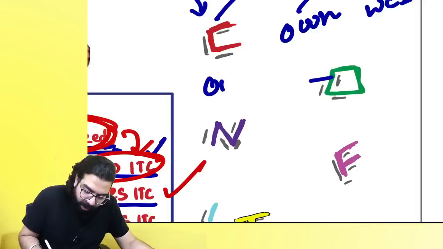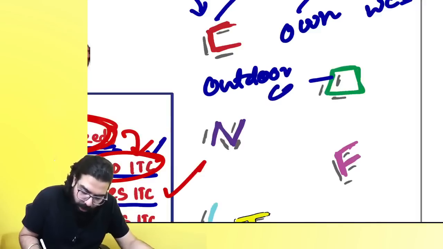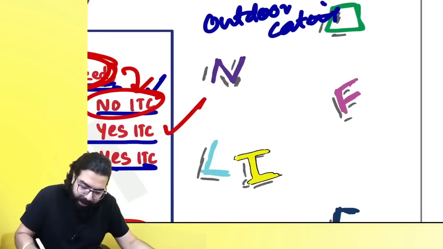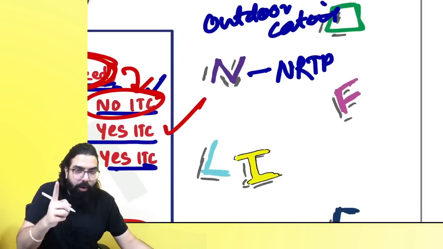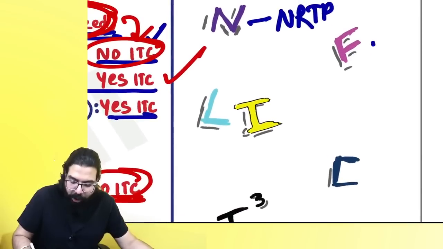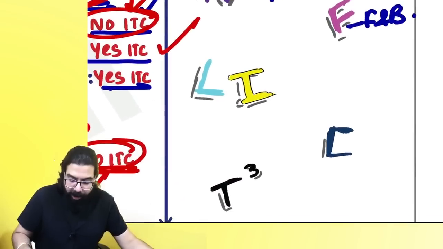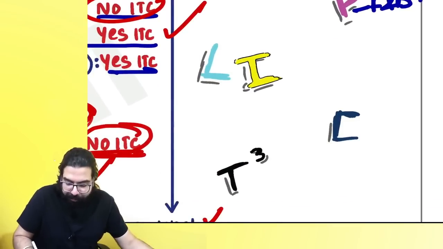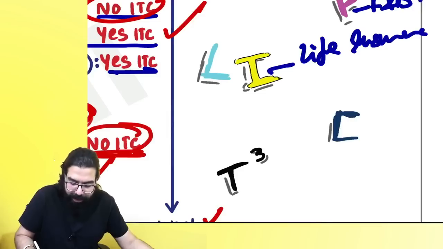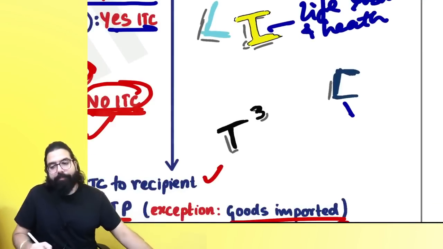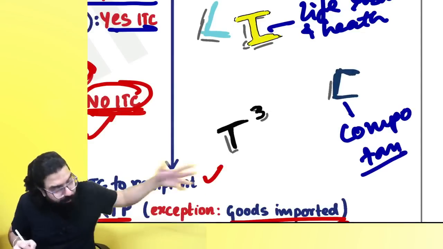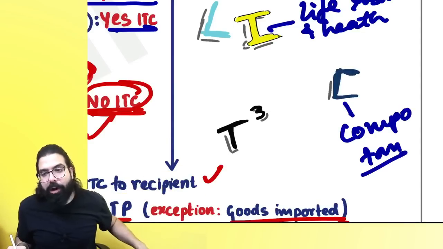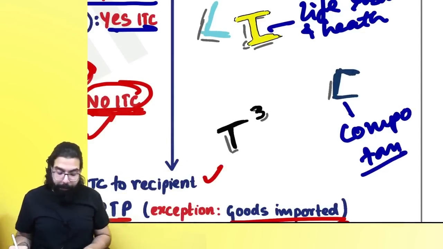Okay. O for outdoor catering. Outdoor catering, you will not get the credit. And for NRTP, doesn't get the credit other than goods which are imported by him. F for food and beverages ka credit you will not get. LI for life insurance and health insurance ka credit. Life and health insurance ka credit you will not get. C for composition tax which you pay, your front party will not be able to take the credit. Anyways, you give him bill of supply.